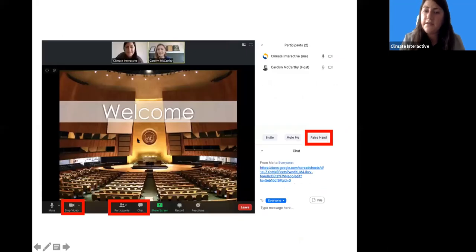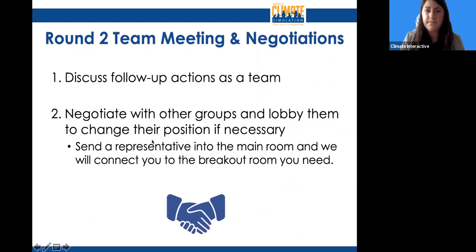So in this second round of negotiations, what we're going to do is give you all the opportunity to negotiate with each other. This is especially important for our fossil fuel lobbyists and our climate activists who cannot put specific official pledges forward, but can advocate for their priorities with other groups. So in this second round, we'll go into our breakout rooms, you'll be with your team, you'll check in, you'll see how you are reacting to some of the group's proposals, and we really encourage you to go and negotiate with other teams.